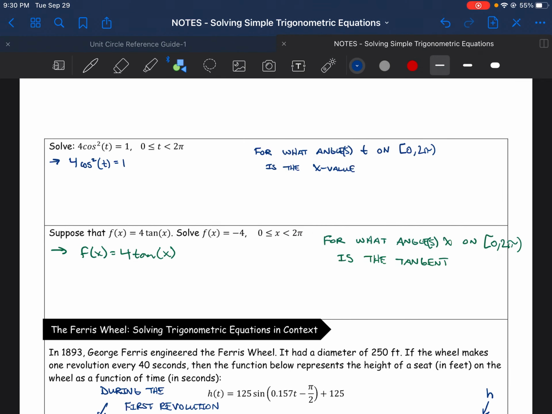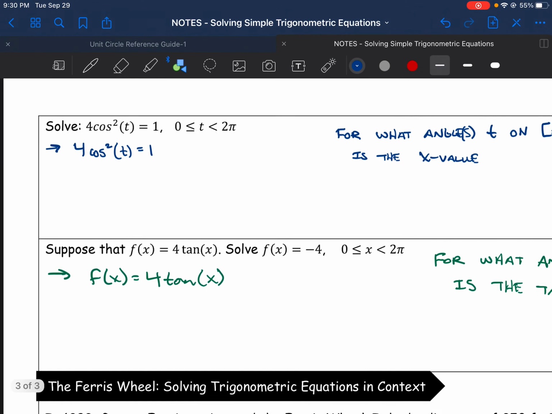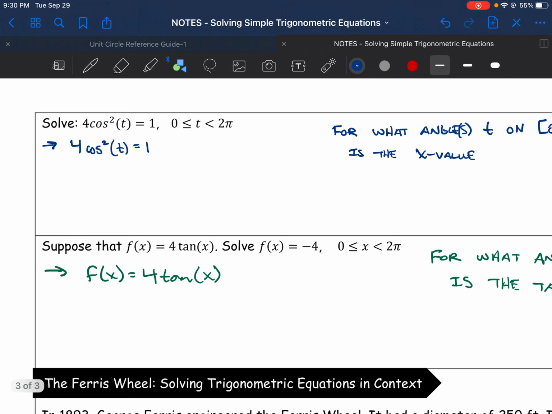In our next example, we're going to have another problem that involves a squared. So we have 4 cosine squared of t equals 1. Let's go ahead and work on getting the t by itself. So I'm going to divide both sides by 4. This is going to give me cosine squared of t equals 1/4.